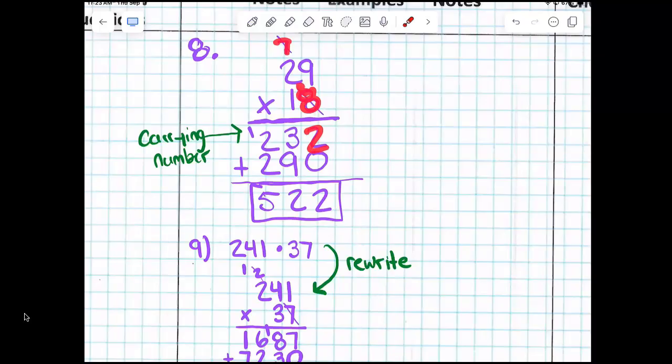Okay, then I multiply 8 by 2. Yes or no? Yes. 8 times 2 is 16. Plus 7, my carrying number, makes it what? So I have 232 in my first row, right?